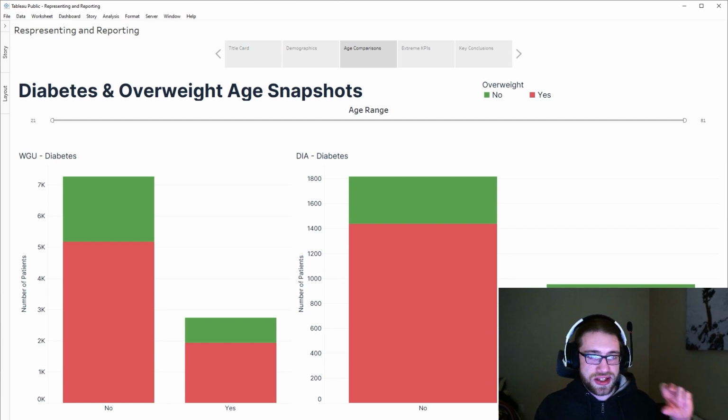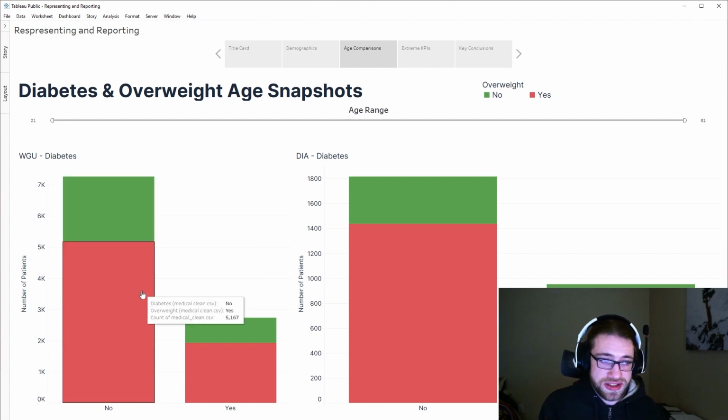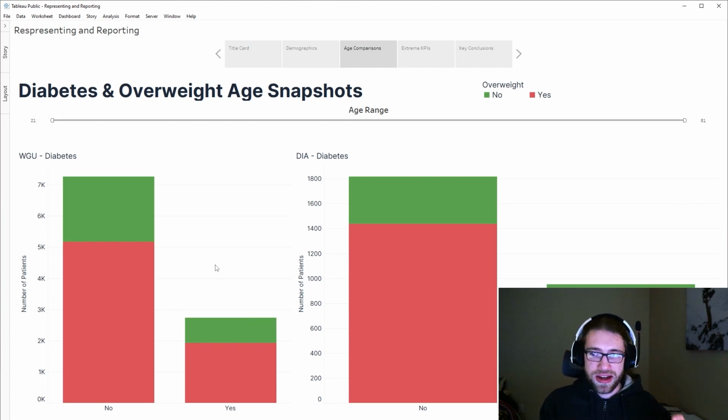When it comes to the colors inside these bars, that stands for whether the patient is overweight or not. We can see that there are 2,095 WGU patients that are not overweight and do not have diabetes. There are 5,167 who are overweight but don't have diabetes, and so on. Now, the point of this dashboard is to show the difference in this right-hand column. The right-hand column is the place we don't want to be. The right-hand column in red is really where we don't want to be, because the right-hand column is diabetic patients and the red is overweight patients.